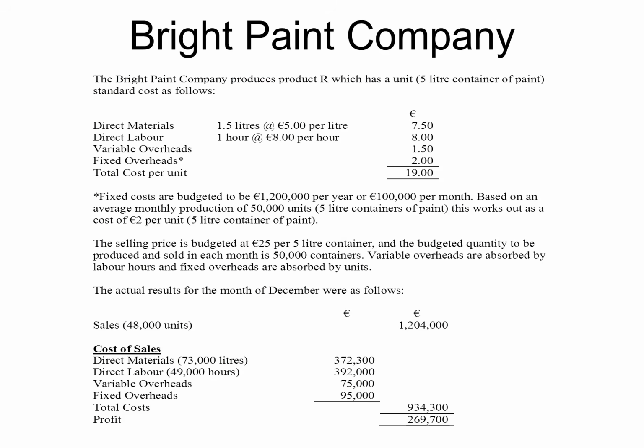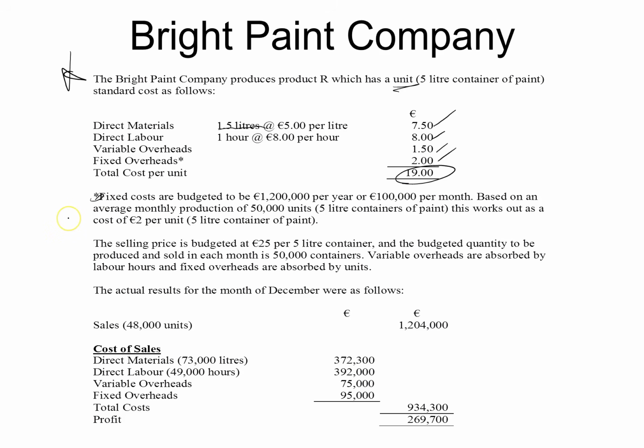So, moving ahead with the question, we'll start here at the top. The Bright Paint Company produces product R, which is a 5-litre container of paint, standard cost as follows. So they produce tins of paint. The direct materials, 1.5 litres of the raw materials at €5 per litre, that's €7.50. Direct labour, 1 hour at €8 per hour. Variable overheads, €1.50. Fixed overheads, €2. Giving a total cost of €19.